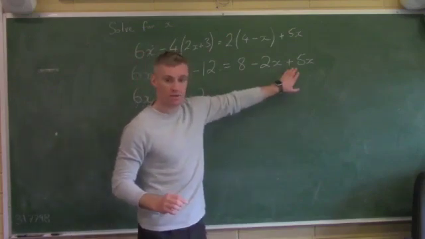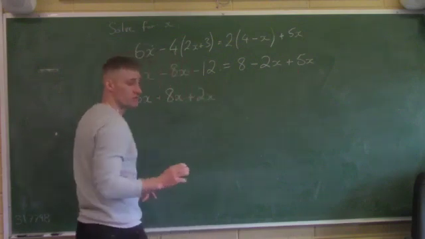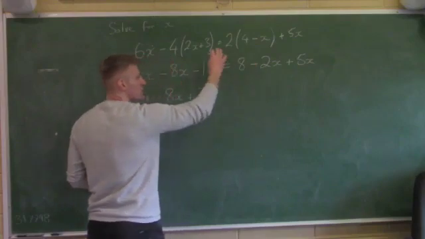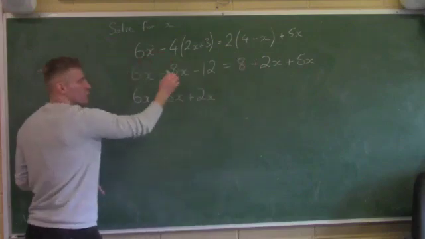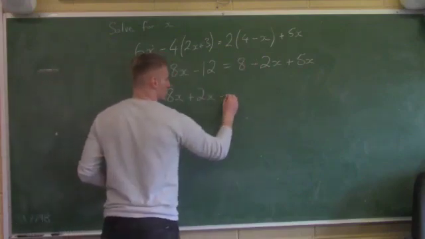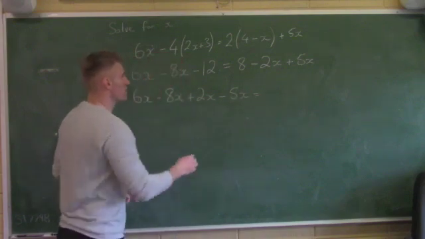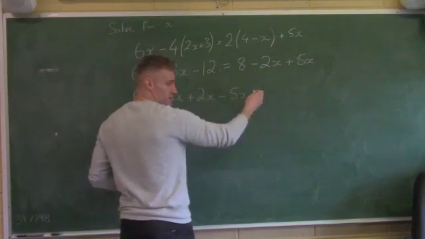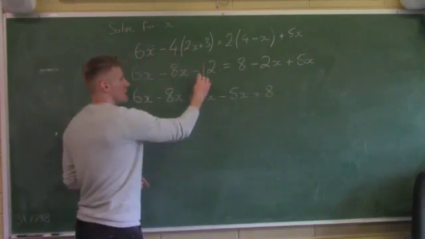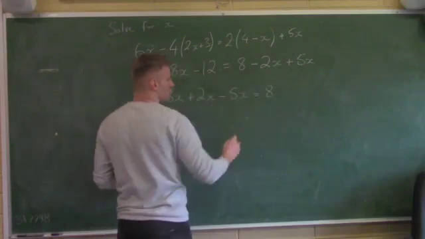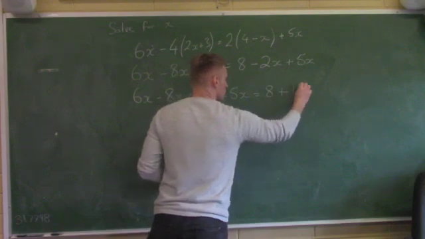This is a positive 5. When it comes across, it must change sign. When I mean it comes across, it moves from one side of the equals to the other side. It's on the right hand side of the equals, moving over to the left hand side. It's changing to minus 5x. Numbers then, I have 8. It hasn't moved, so it's going to stay positive 8. And this negative 12 has to come over here. It changes to plus 12.